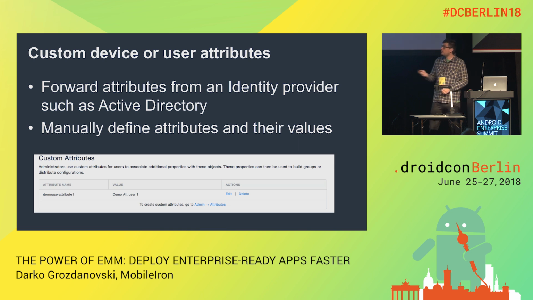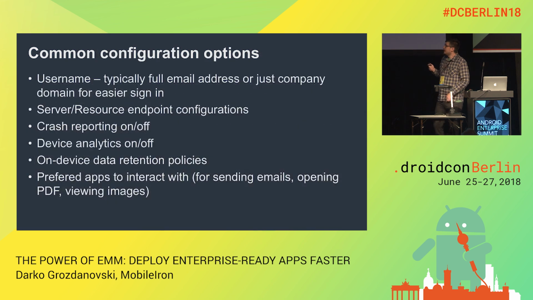Of course, you can also configure custom attributes. So a lot of these organizations would have in the background some sort of a system that would be Active Directory, some sort of identity provider, which actually stores additional values for each user, so you can map them and just get them to your devices as well. So less input is needed from the user in your application.